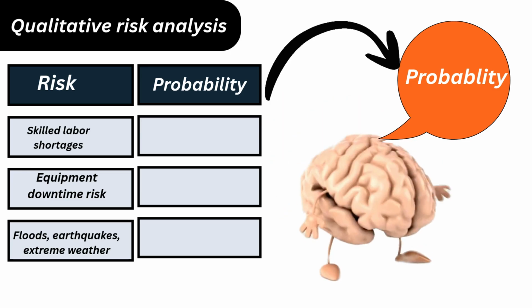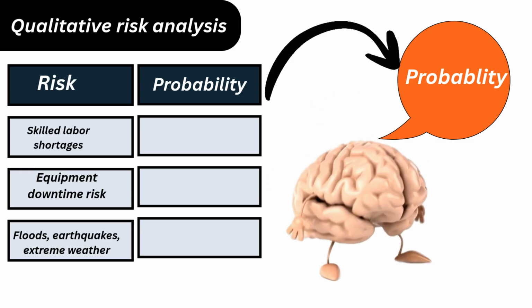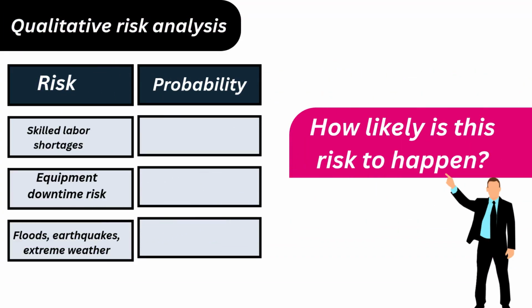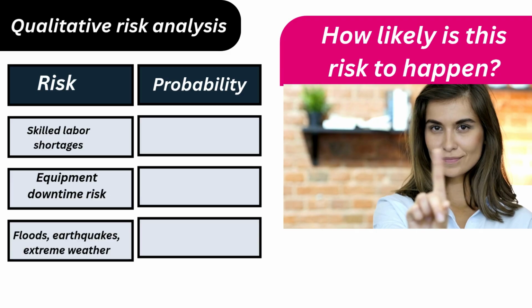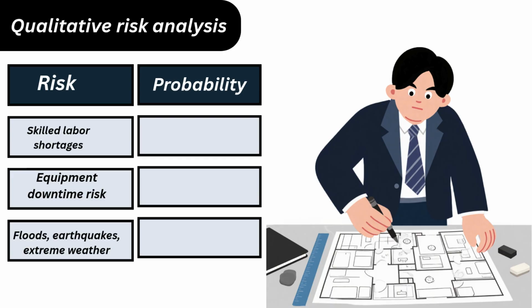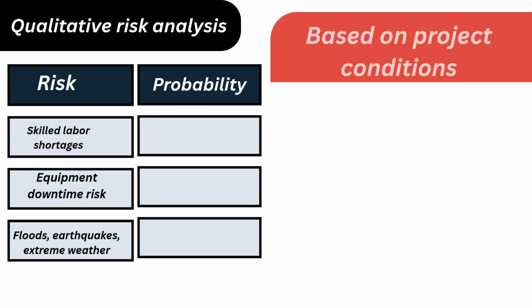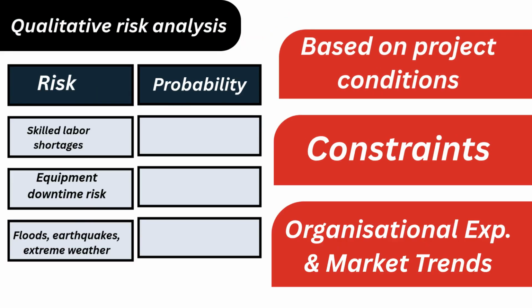The first step in qualitative risk analysis is to estimate the probability of each identified risk. Probability here means how likely a risk is to occur. There is no fixed formula to give the probability percentage. It is usually determined by the project manager based on project conditions, constraints, organizational experience or market trends.